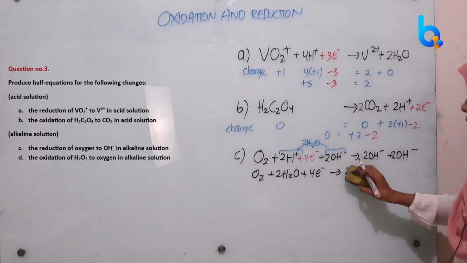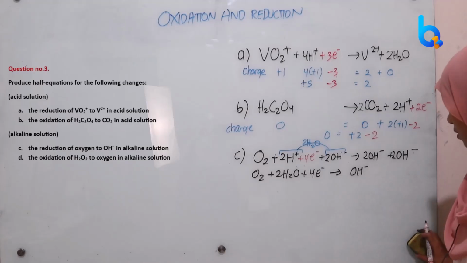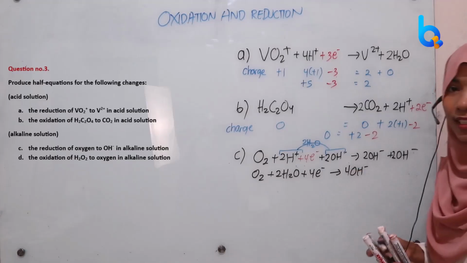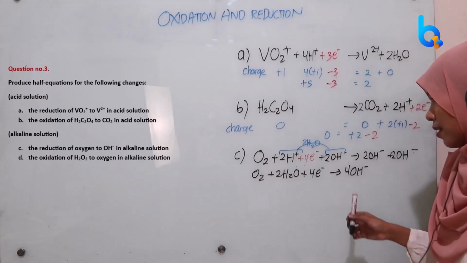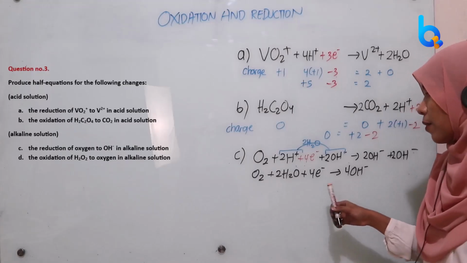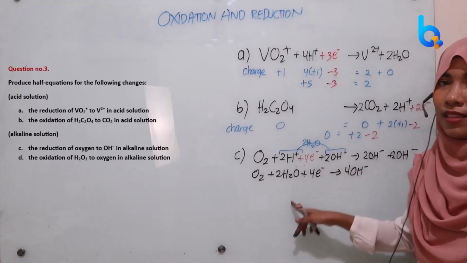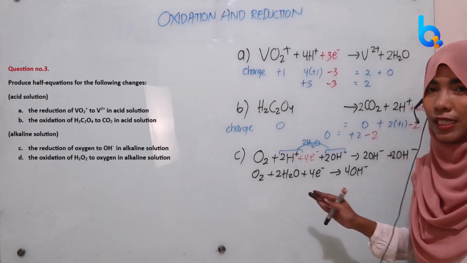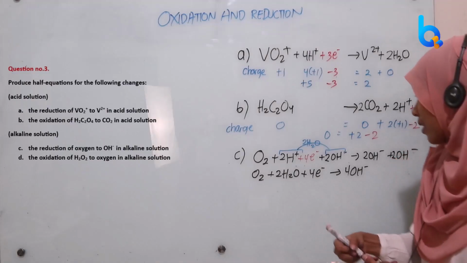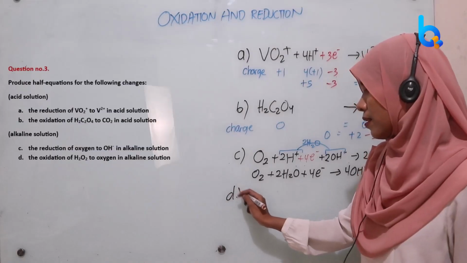4OH minus. And then last step, cancel water if possible, because only one side contains water, so we just neglect this step. Next, question number D.